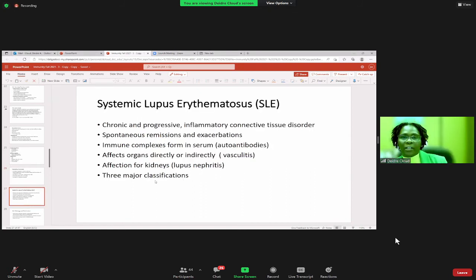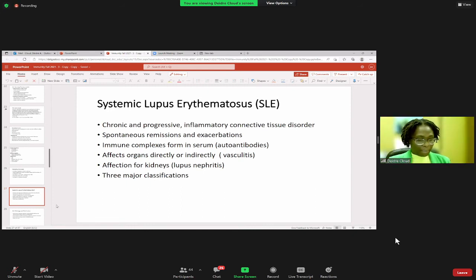But yes, it's a chronic and progressive inflammatory connective tissue disorder, and it is marked by remissions and exacerbations. Then you see the immune complexes form, the autoantibodies, where the body fights itself. It affects organs directly, and it has an affinity for the kidneys. It affects the kidneys a lot. And there's three major classifications. There is drug-induced lupus, there's systemic lupus, and there's discoid lupus, which is limited to the skin.